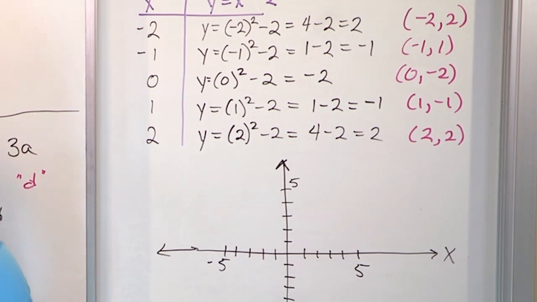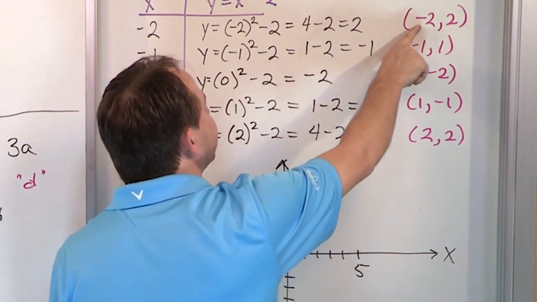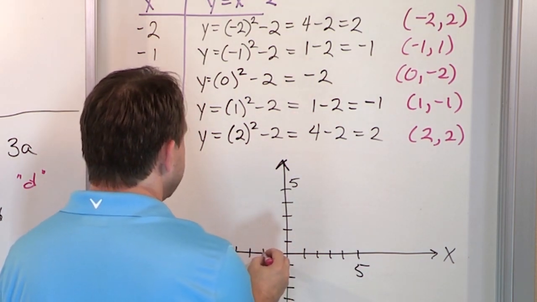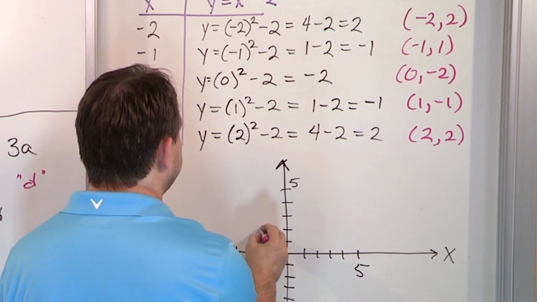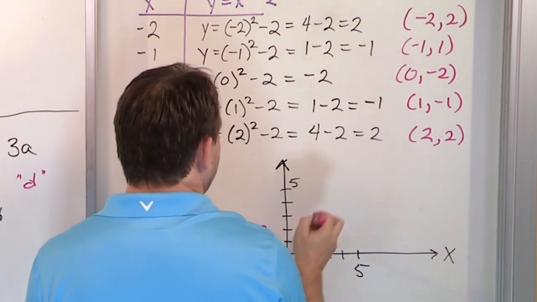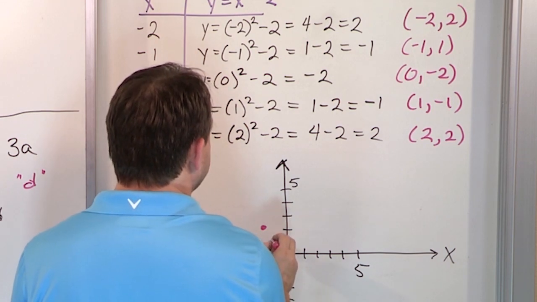Now, what do we do next? We have the first point, -2, 2. -2 means -2 to the left, +2 up. That means there's a point right there. Next point, -1, 1 means we go to the left, -1 up.